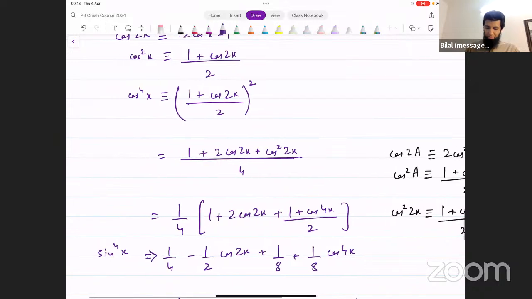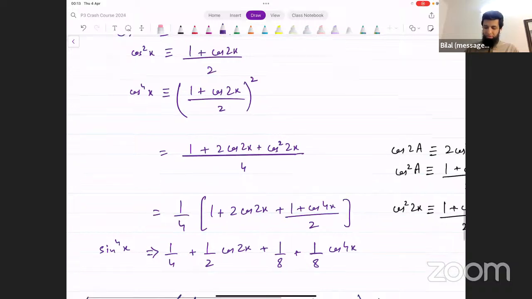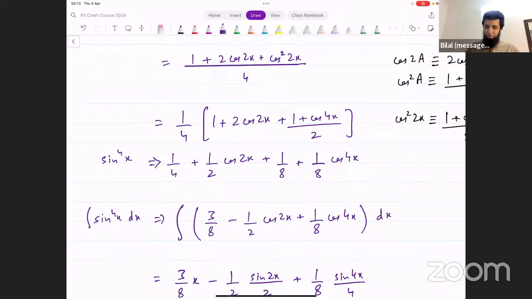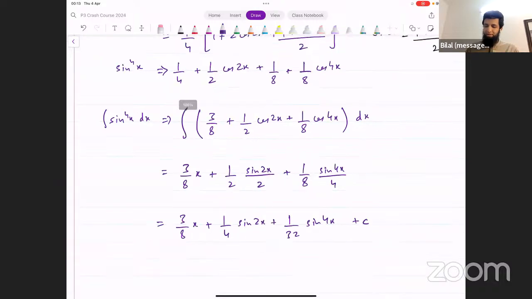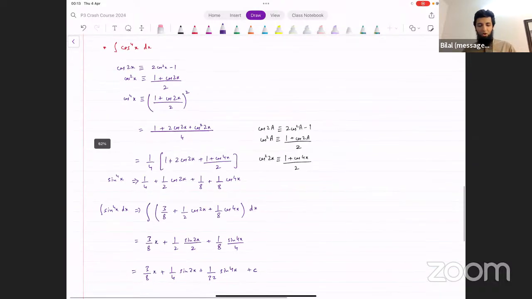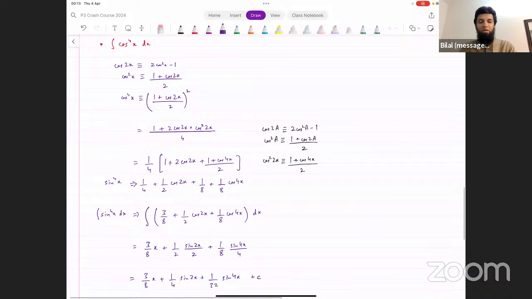And now when we write it separately like this, it becomes 1 over 4 plus 1 over 2 cos 2x plus 1 over 8 and plus this. And you integrate it, it becomes 3 over 8 plus 1 over 2 cos 2x plus 1 over 8 cos 4x. And you have plus here as well. And that's the integration of cos raised to power 4x. So there's just one term that changes sign. Everything else remains exactly the same. It's the same process exactly. Okay, so that's the integration of cos raised to power 4x.